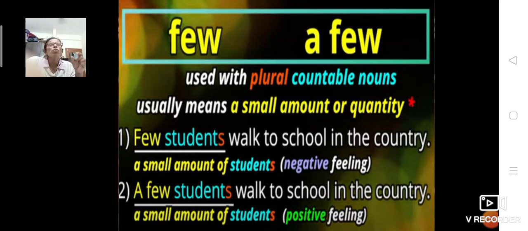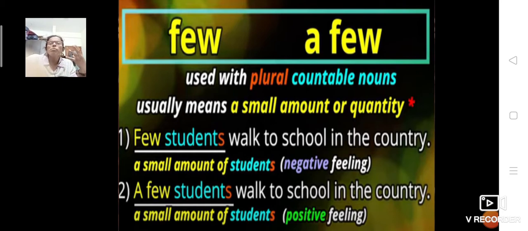Few students walk to school in the country. It means here that few children walk to school, we can say that. Here he is telling it in a very negative way. The feeling is not that good. It means very few children came to school, that's it. A small amount of students, he's showing that it's a negative feeling.